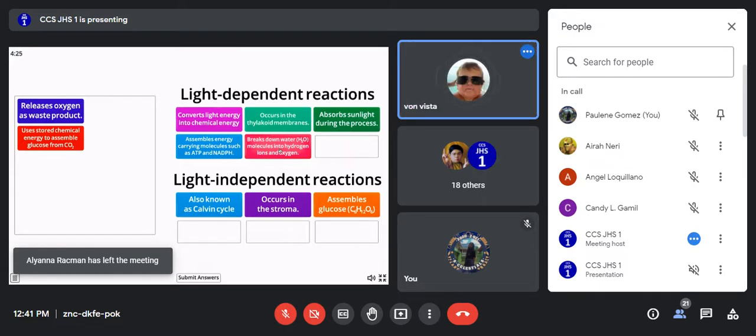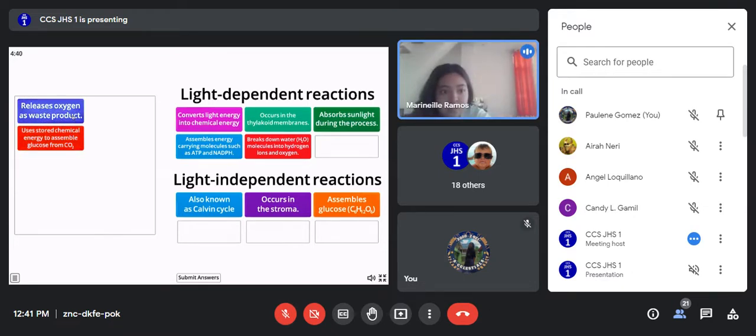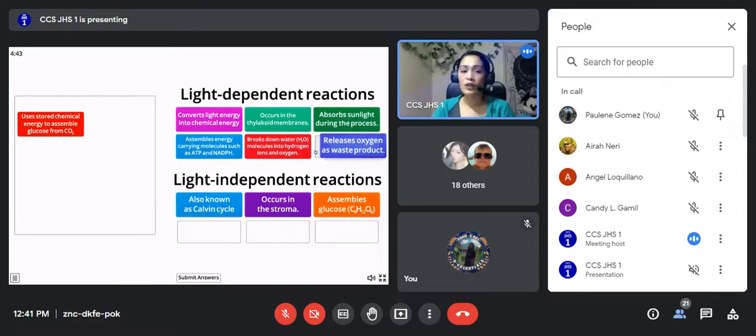8. Let's count: 1, 2, 3, 4, 5, 6, 7, 8. So Russell already answered. So let's have Marinelle. Hello, Marinelle. I'm not sure. Releases oxygen as waste products. Light dependent. Light dependent. Okay, so this one belongs here.